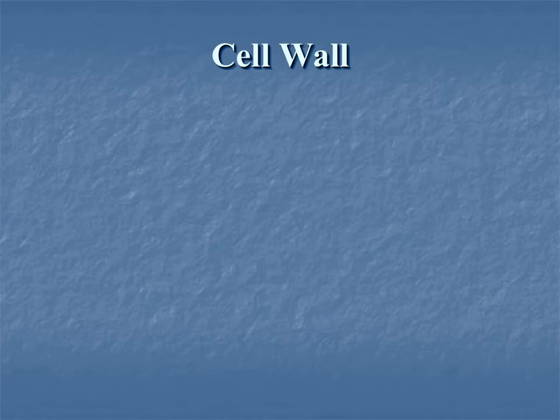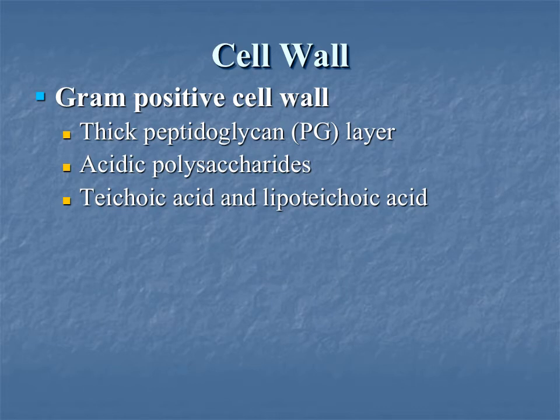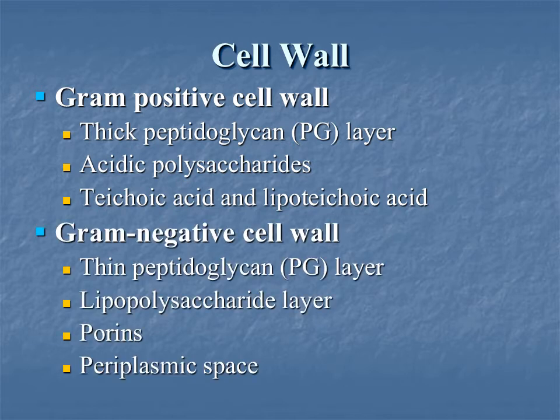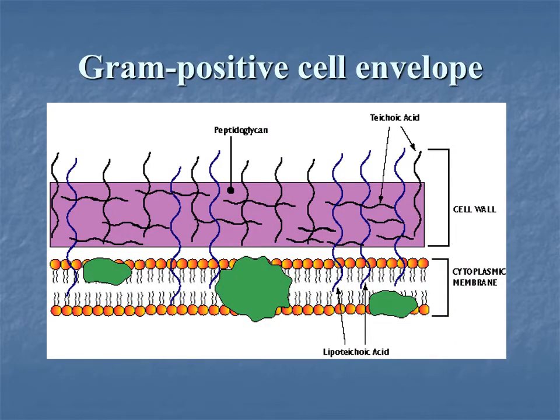Cell wall. Gram-positive cell wall: thick peptidoglycan, acidic polysaccharides, teichoic acid and lipoteichoic acid. Gram-negative cell wall: thin peptidoglycan, a lot of lipopolysaccharides, porins, and periplasmic space. And you can see exactly the structure of the gram-positive cell envelope.